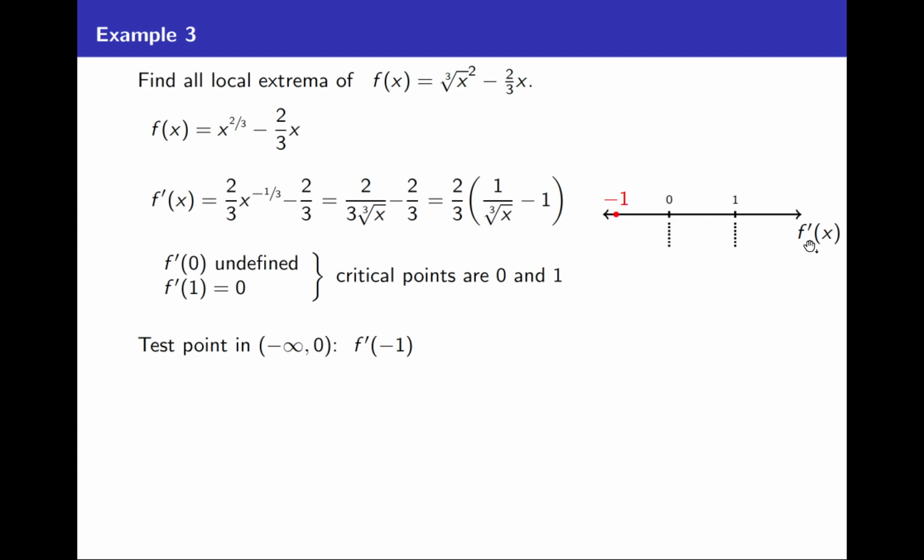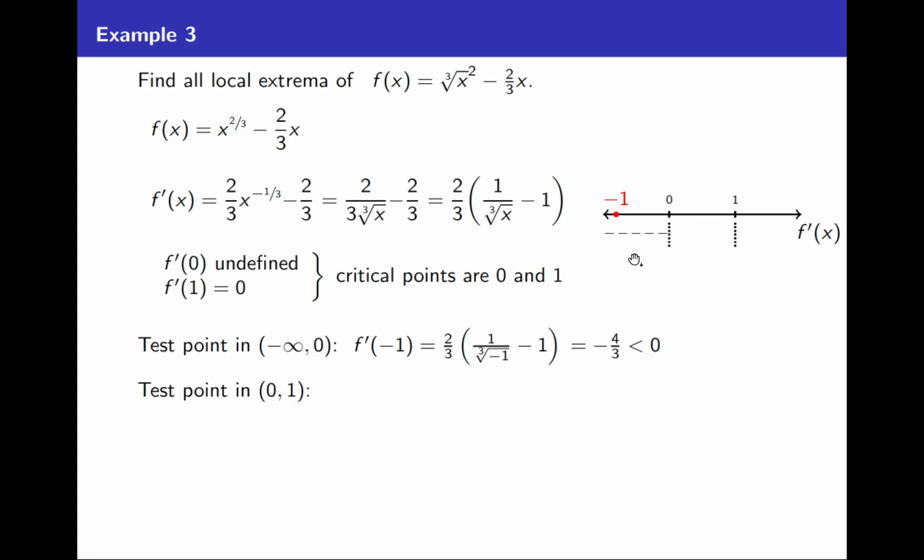Let's take f prime of -1. You'd plug -1 in up here. So that's 2/3 times 1 over the cube root of -1, minus 1. And the cube root of -1 is -1 right there. So 2/3 times -1 minus 1. And that's -4/3, which is less than 0. So since f prime of -1 was a negative number, we know the sign of this derivative is negative on that first interval.